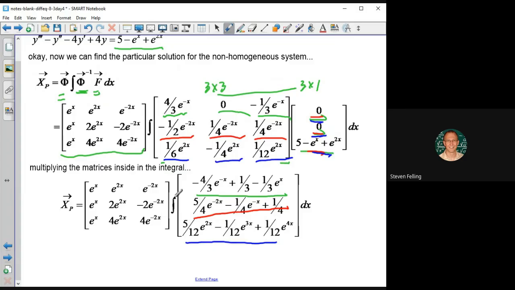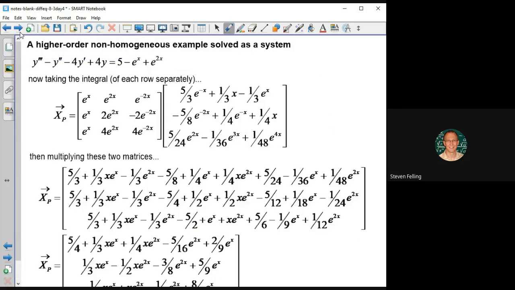Then you have to take the integral of each of these rows. So the next thing, we're going to take the integral. We'll have still a matrix, but it'll now have the integral of this row, the integral of this row, the integral of this row. So with respect to x, if you carefully take the integrals, we get this. Now there's no more integral sign. And then we have to take that and multiply that on the left by the fundamental matrix again.